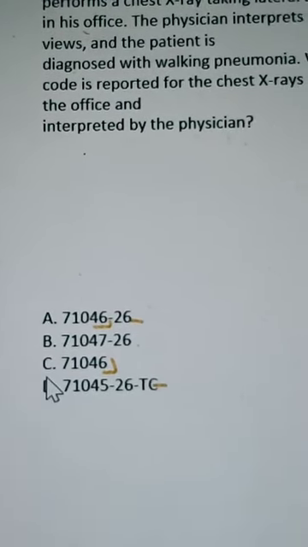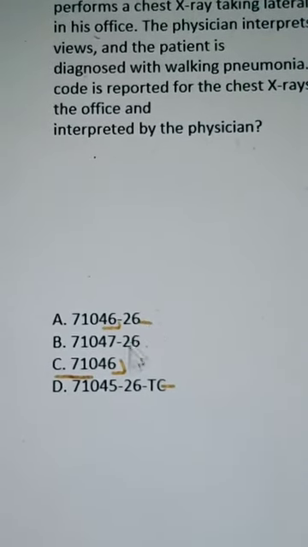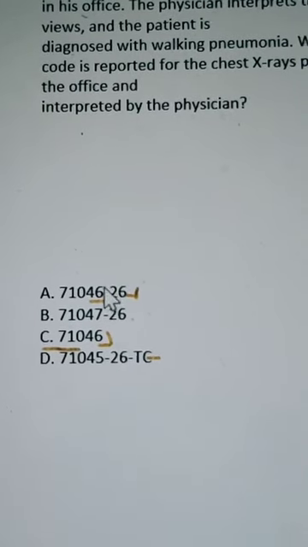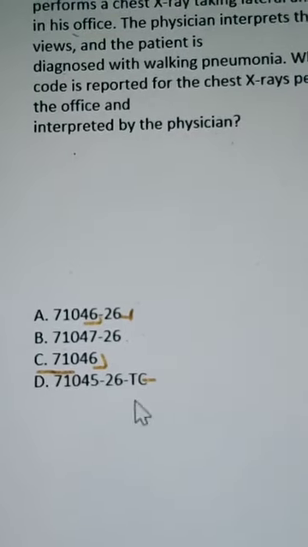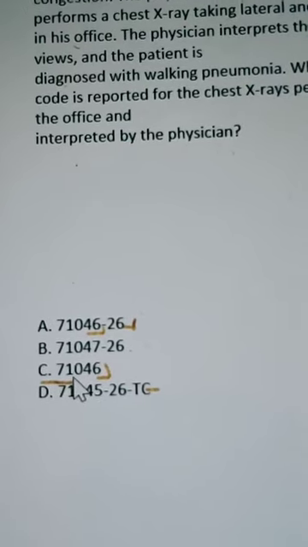They're going to want to make sure that you aren't going to give away money or overcode more so than anything. If I was a betting woman, I would bet that C is the answer. Don't do any technical components, especially when they got it all laid out here for you like that, and one doesn't. This makes me think C is the answer. 71046. Let's go look.